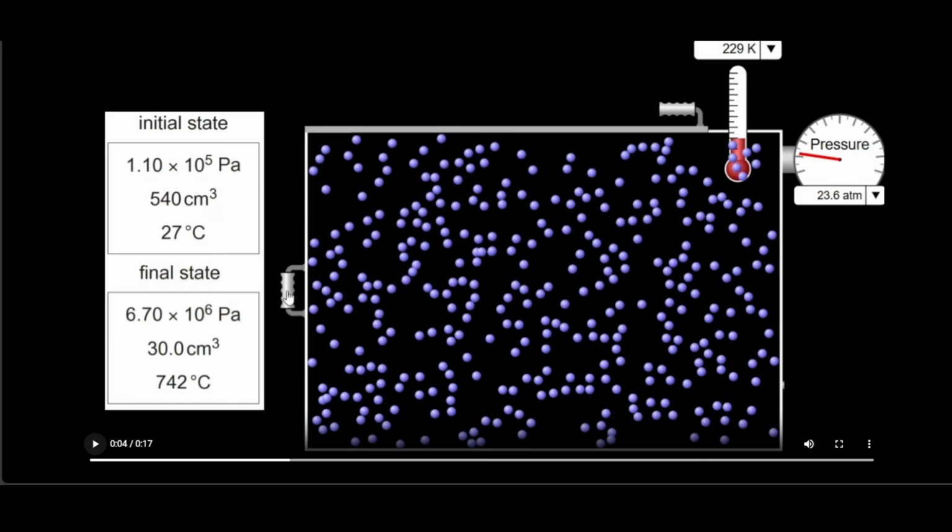Now over here I'm not playing this animation right now. I'm just writing this down, right? So this is our initial situation, as taken from the question, and this is our final state, again taken from the question. Now you will notice that if you let this animation play, I'm going to compress the system.